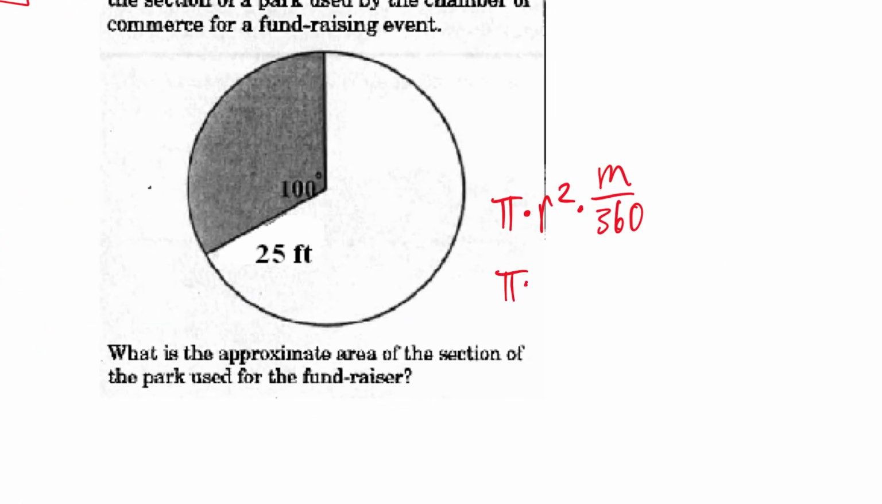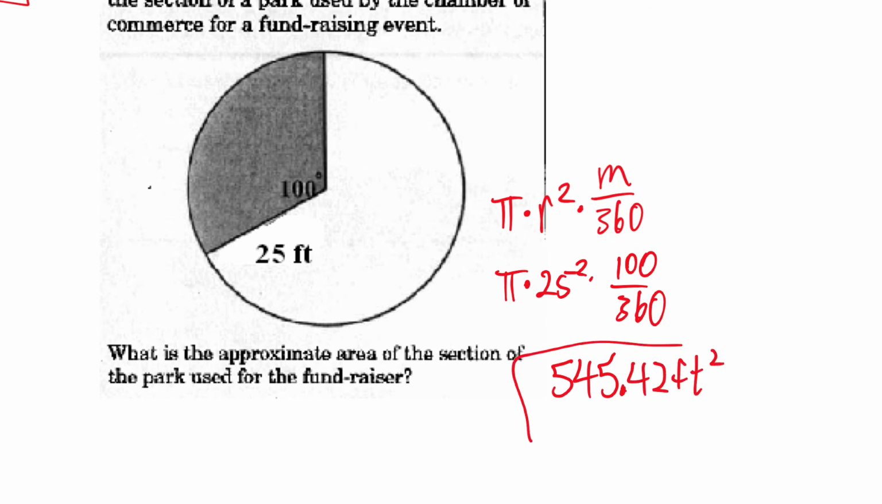Okay, on this one, pi times 25 squared times 100 over 360. What does that give you? 545.42 square feet.